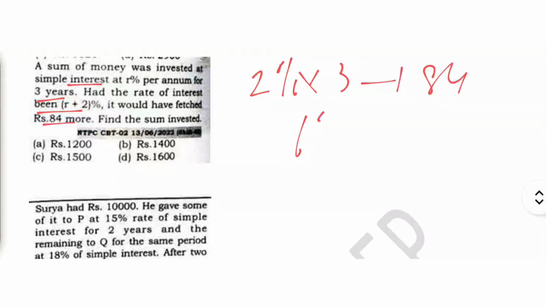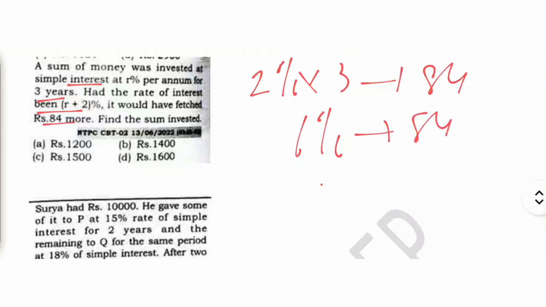A sum of money was invested at simple interest at R% per annum for 3 years. Had the rate of interest been R plus 2%, it would have fetched rupees 84 more. Why would he have fetched 84 more? Because the interest increases by 2%. If it was just R, it becomes R plus 2%. So because of that extra 2% for 3 years, it becomes 84.